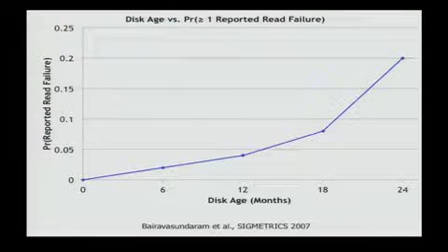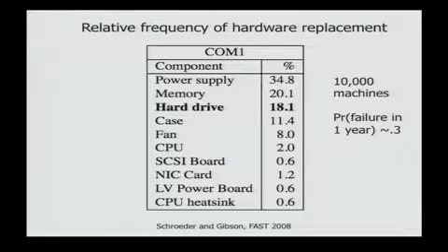Okay? And so aging is a real issue. In fact, there's another study done by a bunch of people that went into several data centers run by different companies, and they looked at what failures actually happen in practice. They found that for a particular machine at company one, hard drive failures account for about 18% of the machine failures. Okay?